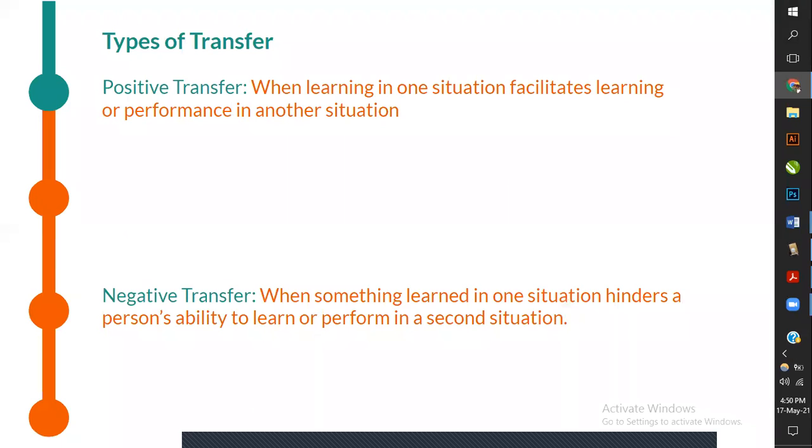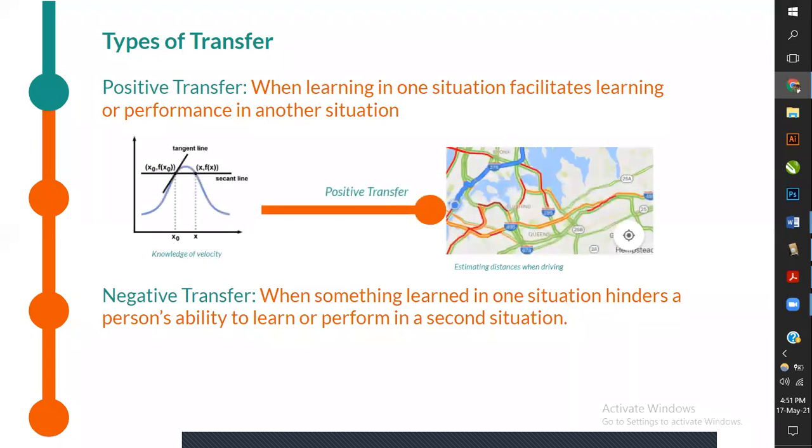So positive transfer is when learning in one situation helps learning or performance in another situation, right? That is positive transfer. For example, you may use your knowledge of velocity and transfer that knowledge onto estimating distances when you drive, maybe looking at a map. So that is positive transfer.